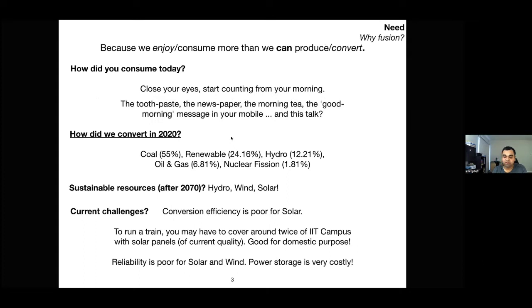Also, it's not very good to generate energy by burning carbon, etc. Burning coal actually increases the global temperature. So it's better to switch to something alternate. Solar is definitely a good candidate, but the conversion efficiency is not very good. So it's not very reliable, because some days can be sunny, some days may not be, and we cannot store power for very long, so it's very costly.